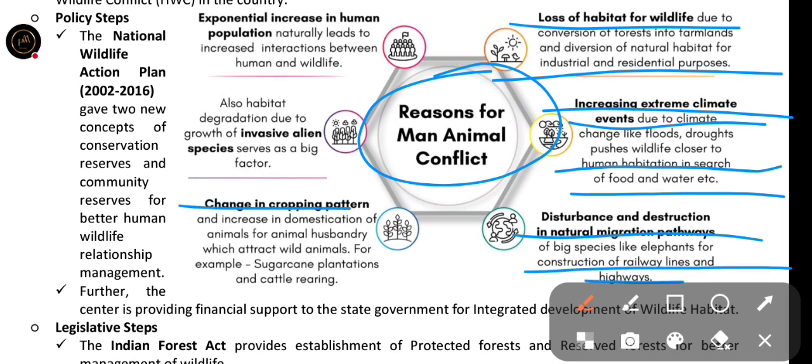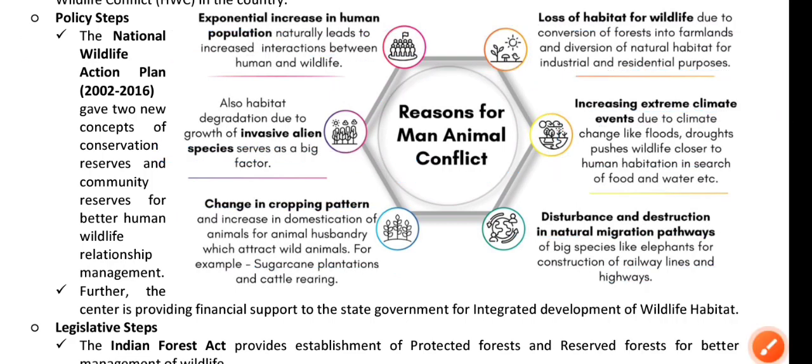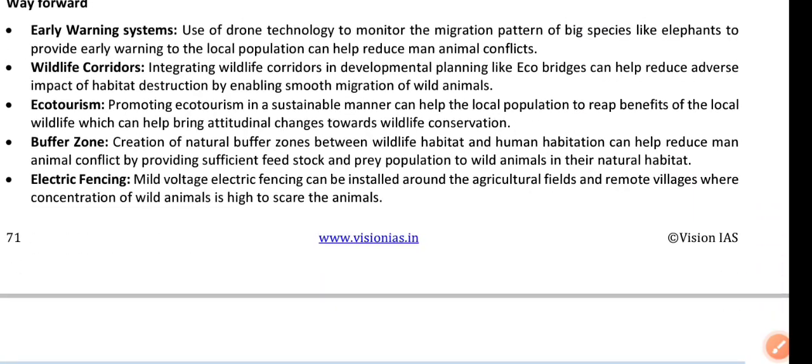And change in cropping pattern and increase in domestication of animals for animal husbandry attract wild animals, for example sugarcane plantations and cattle rearing. Also habitat degradation due to growth of invasive alien species serves as a big factor. An exponential increase in human population naturally leads to increased interactions between humans and wildlife. Okay, so you should remember this.